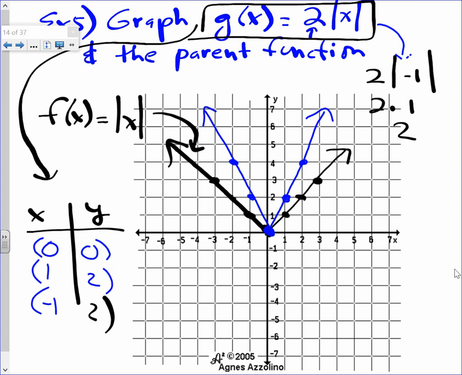Questions? So vertical stretch, what took place? We stretched it, so it's coming up this way. That means every point on the child graph is farther away from the x-axis than the parent. That's another way to see a vertical stretch. Every point is farther away from the x-axis than the parent. The parent's in black, the child is in blue.